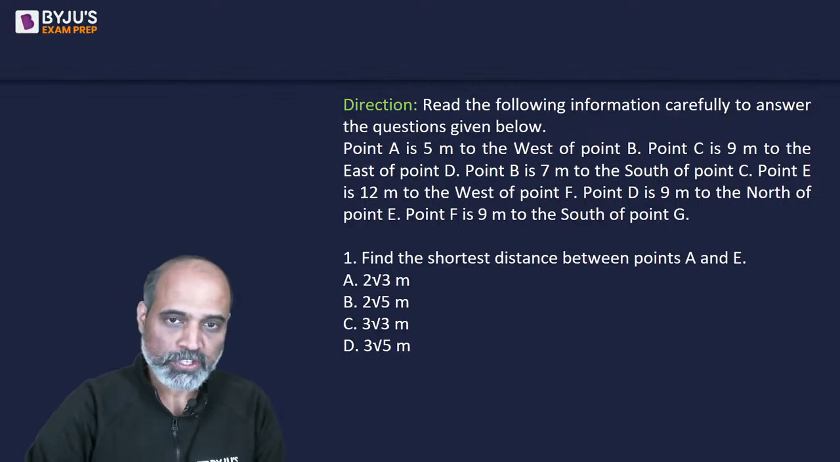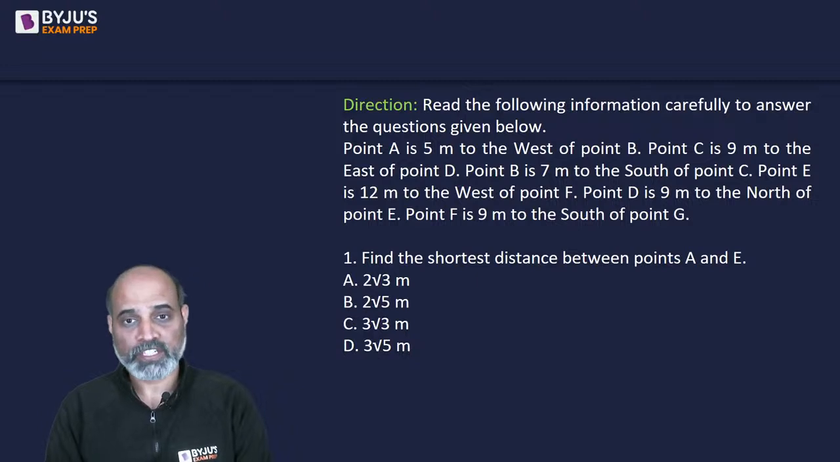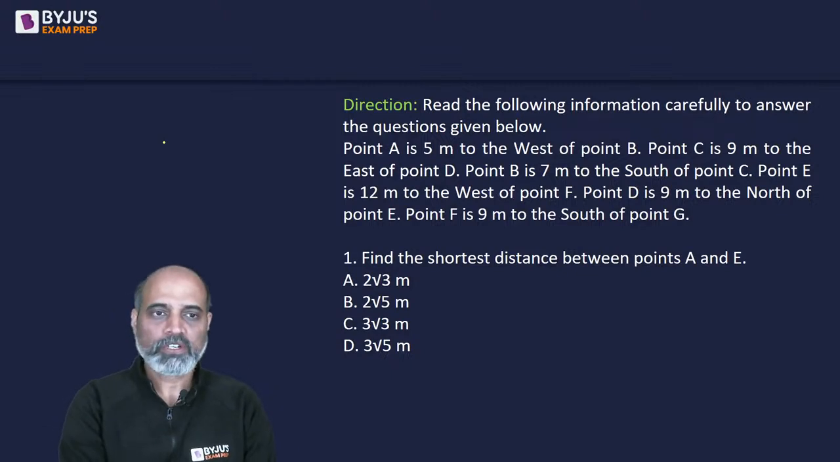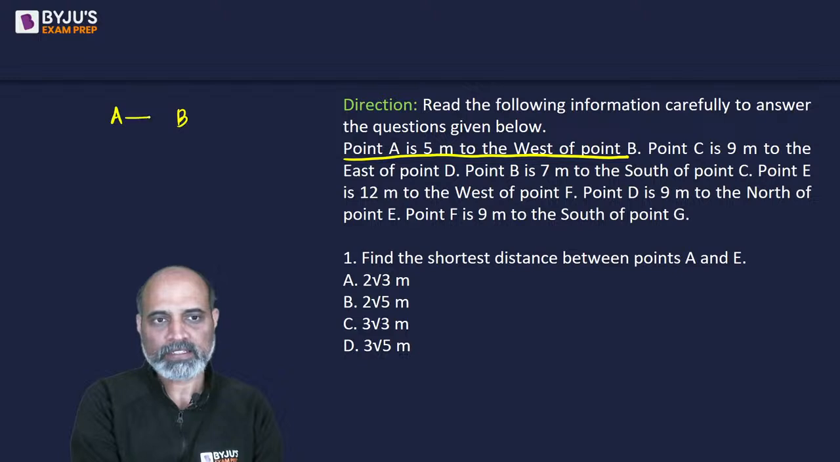So the first question of the day is, point A is 5 meters to the west of B, point C is 9 meters to the east of D, point B is 7 meters to the south of point C. So there are certain points that are some distance away. We need to find the shortest distance between points A and E. So I'll start with the first statement. Point A is 5 meters to the west of point B. So if this is B, this is going to be A, and this distance is 5 meters.